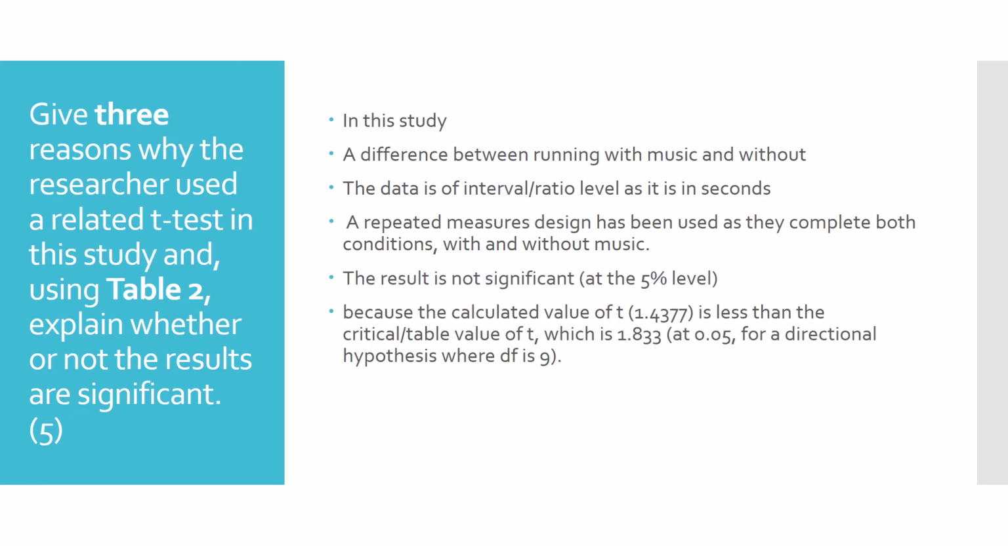The results are not significant because the calculated value of t, 1.437, is less than the critical table value of t, which is 1.833 at a 0.05 level for a directional hypothesis where degrees of freedom is 9. So make sure you tick all those things off. If you haven't got them all, but you've got the general gist, I will allow that. 1 mark for saying it's not significant, 1 mark for telling me why.